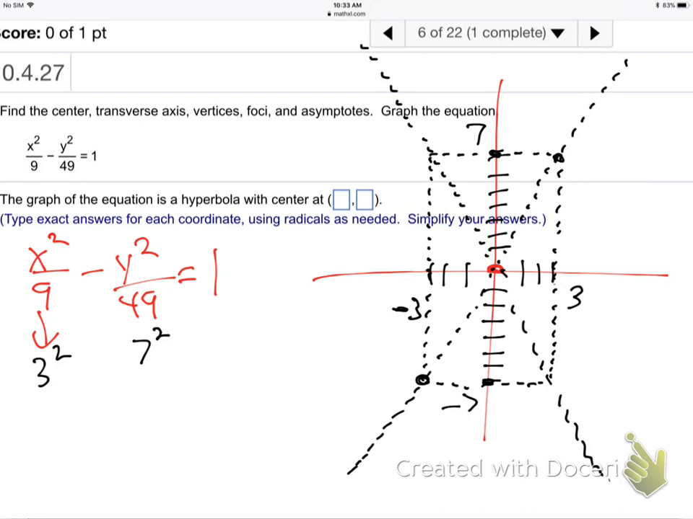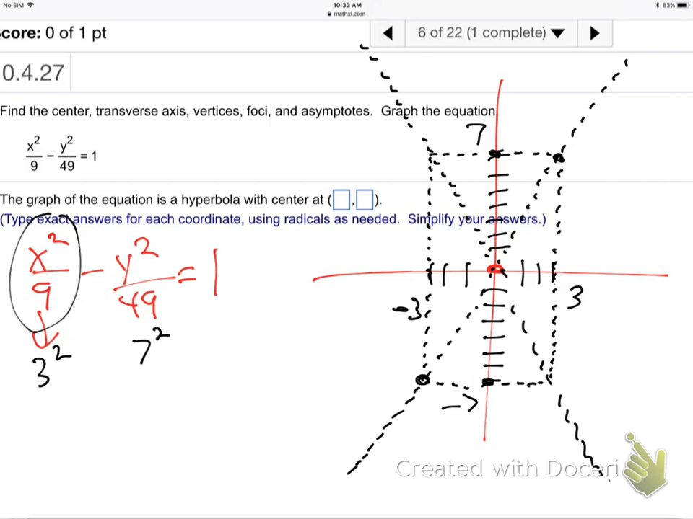Now, how do we know? Remember, it's whatever's in the front. Notice it's not which number's bigger. That's different. For the ellipse, it was always which number's bigger, but for the hyperbola, it's whoever's in the front. X is in the front, so these branches are going right and left.